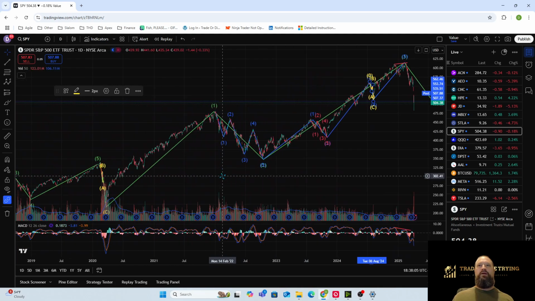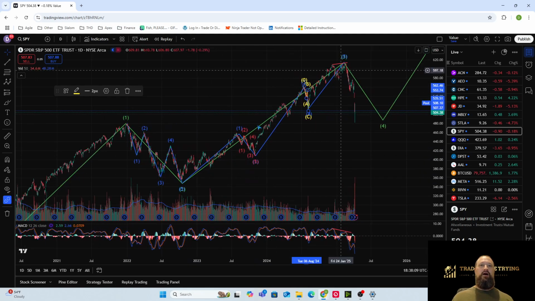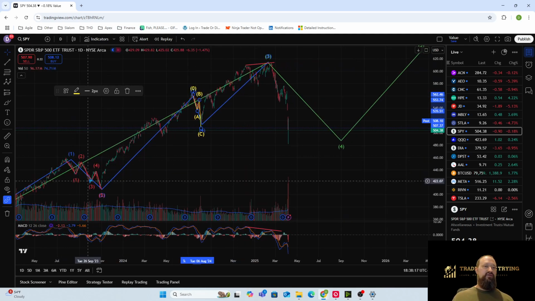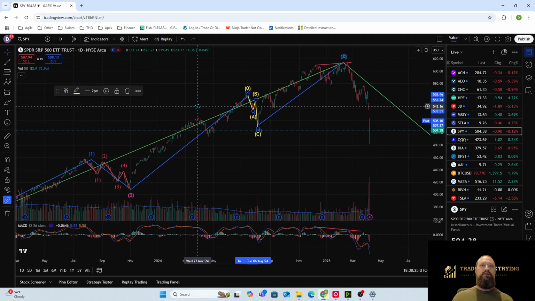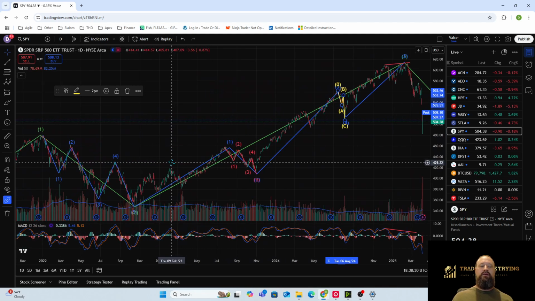So we can validate this third leg of the impulse wave by seeing 1, 2, 3, 4, 5. We have a more complex 5-wave pullback here, sorry, not a correction, but a wave 2 pullback. And we have a less complex one here with an ABC. So that meets our rules, okay?